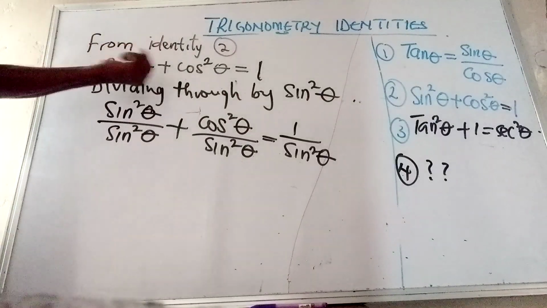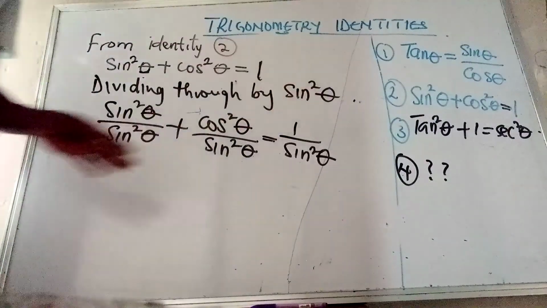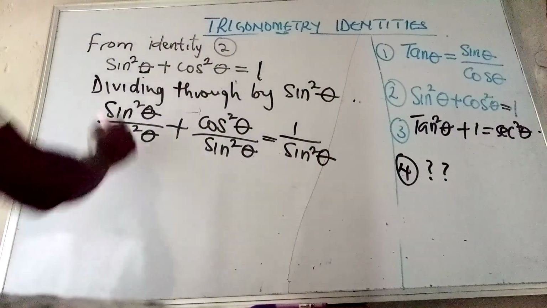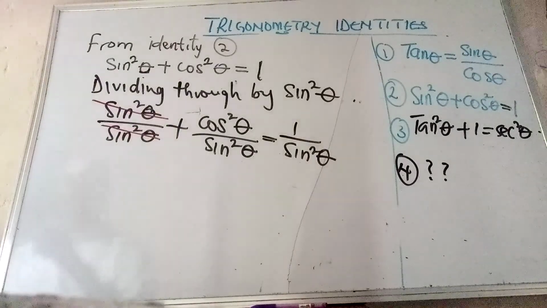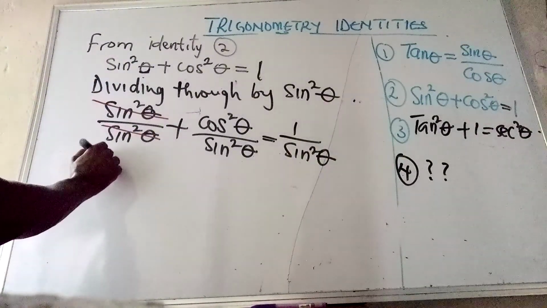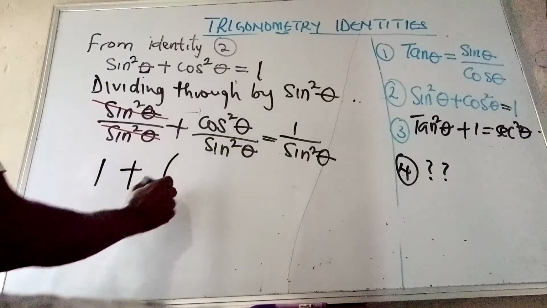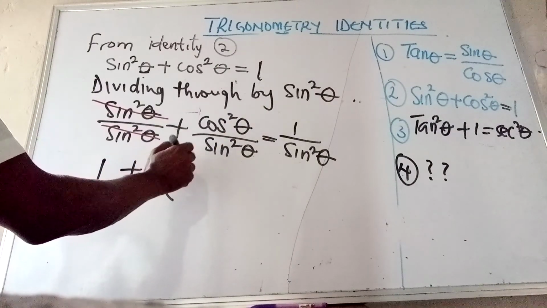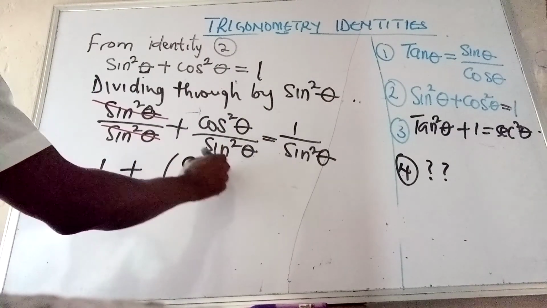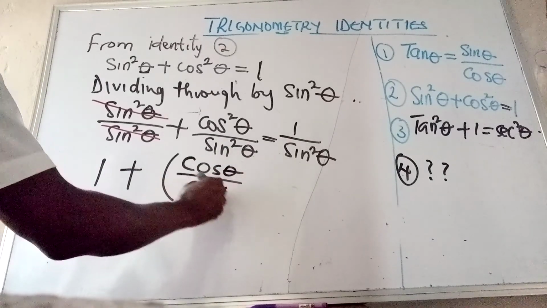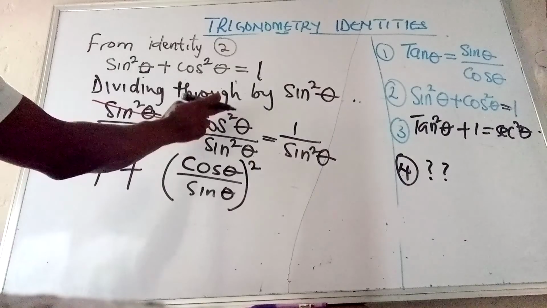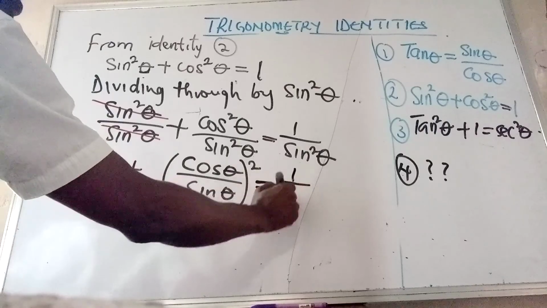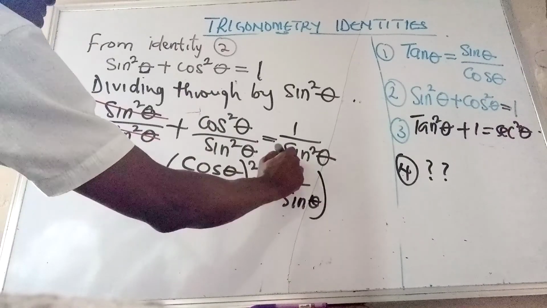That is in equation 2. I divided all through by sine square theta. So what do I have? It's obvious that this will cancel out this to give us 1. That means I'm going to have 1 plus cosine square theta over sine square theta, which will be cos theta over sine theta all squared, because the square affects both of them, equals to 1 over sine theta all squared.